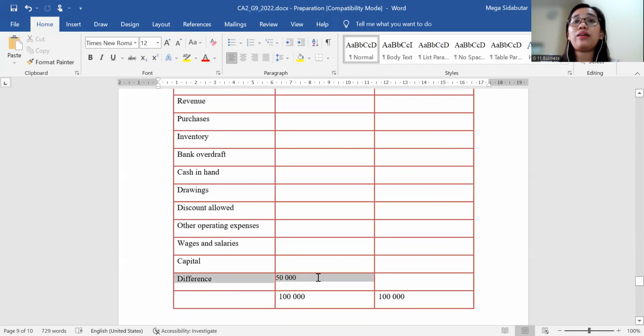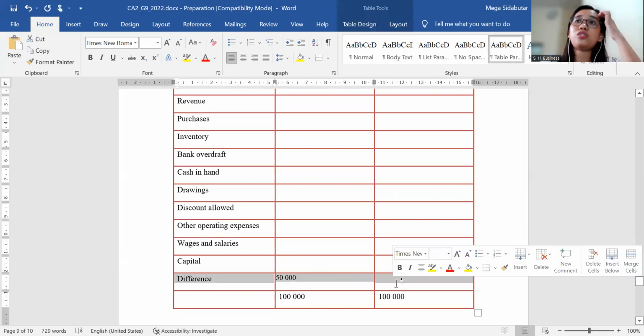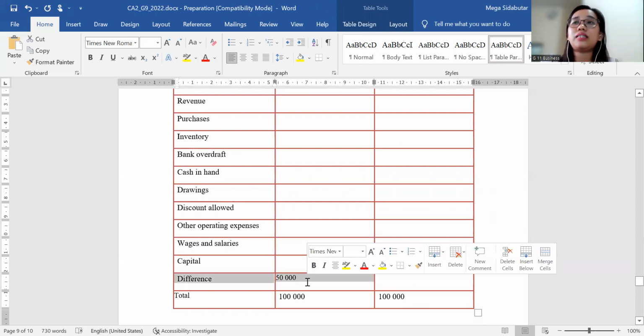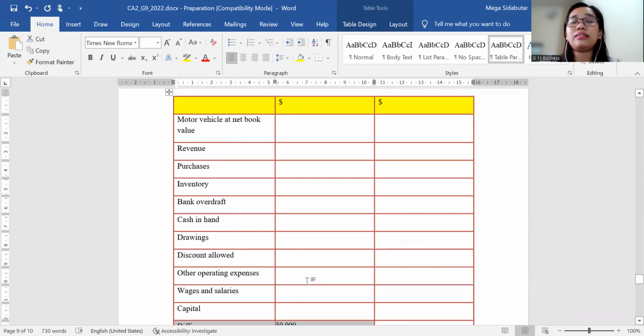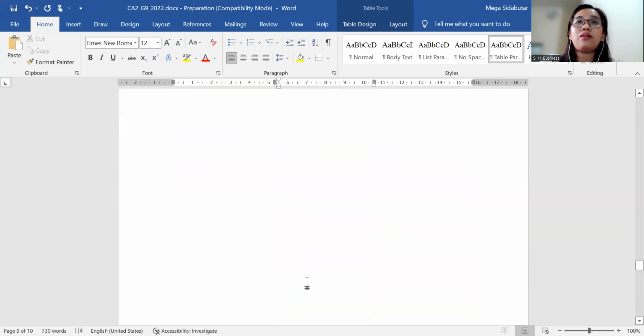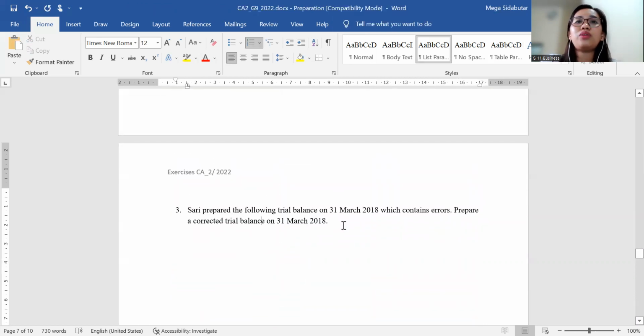The difference is that you need to put a suspense account on it. But because of these differences, the debit side and credit side totals are still the same. But remember, if this difference appears, it means our trial balance is still not correct. All we need to do is put them into a correcting entry. Remember how we put them into a correcting entry.